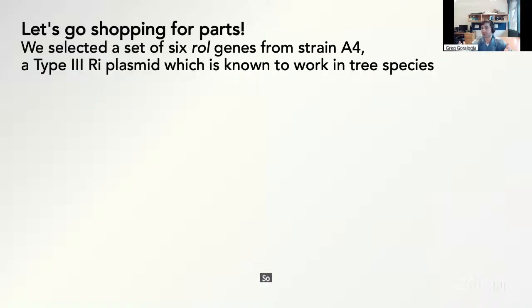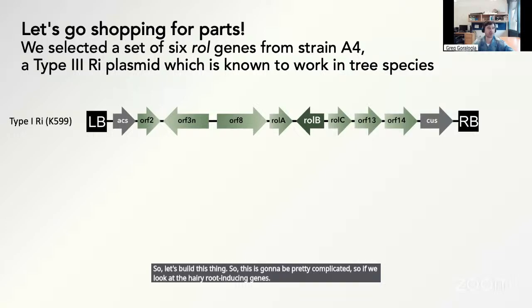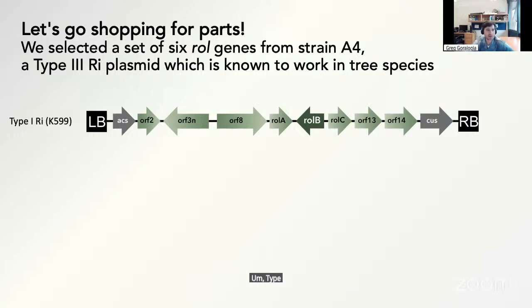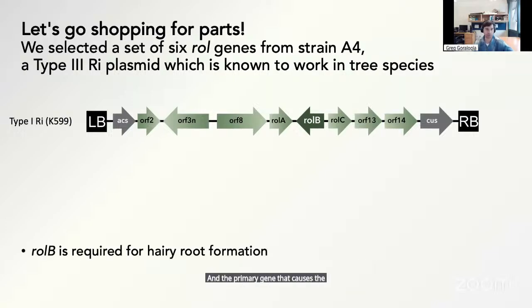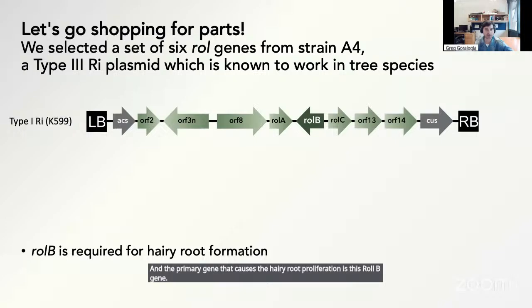So let's build this thing. This is going to be pretty complicated. If we look at the hairy root inducing genes, type 1s like K599, which is a common strain isolated from cucumber, the native tDNA looks like this. And the primary gene that causes the hairy root proliferation is this ROLB gene that's located within this cluster.